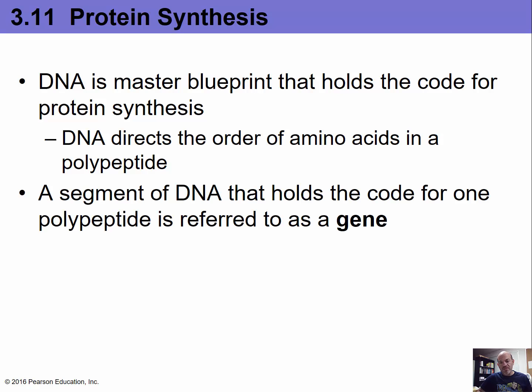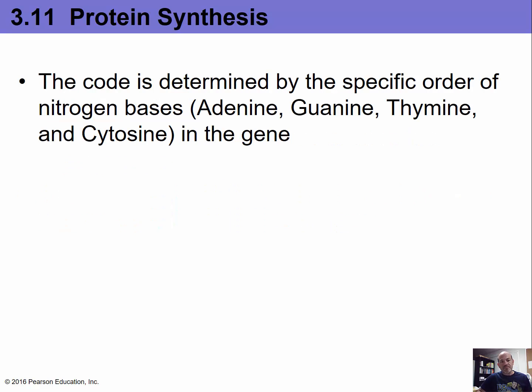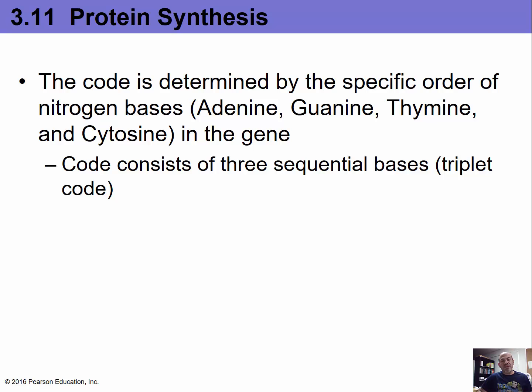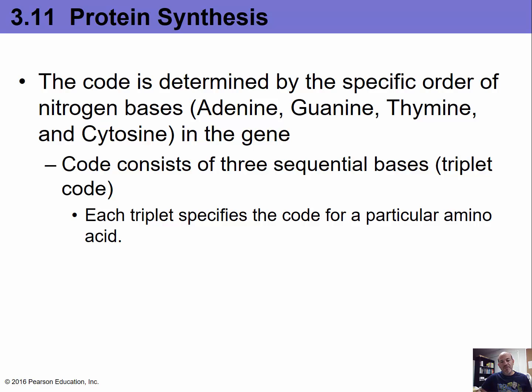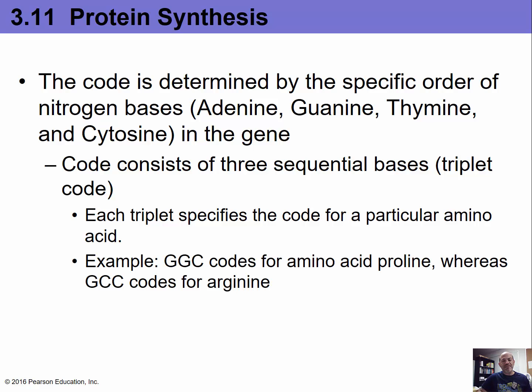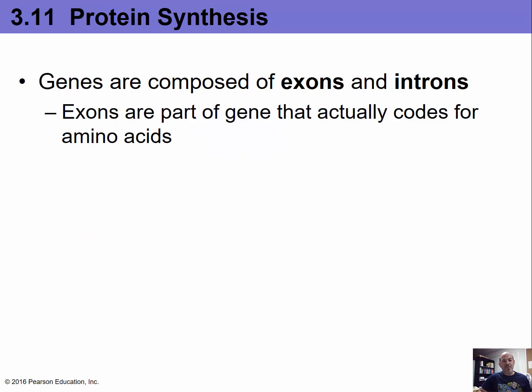So a segment of DNA that holds the code for one or more polypeptides is referred to as a gene. The code is determined by specific order of the nitrogen bases in the gene. Recall the nitrogen bases are adenine, guanine, thymine, and cytosine. The code consists of 3 sequential bases called a triplet. Each triplet specifies a code for a particular amino acid. For example, GGC codes for amino acid proline, whereas GCC codes for the amino acid arginine.